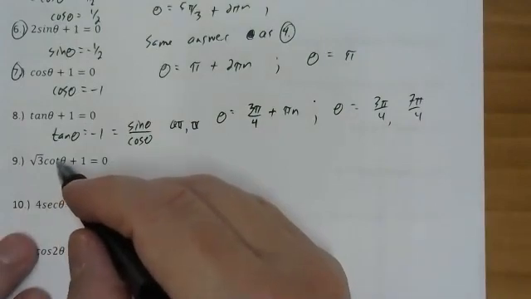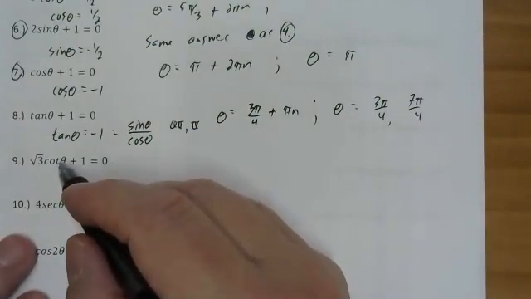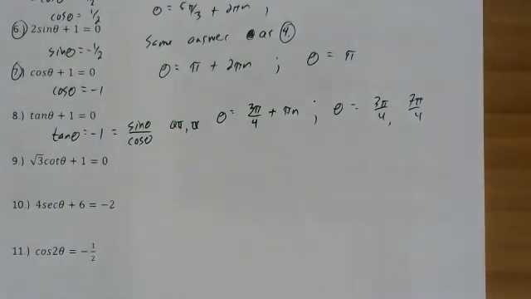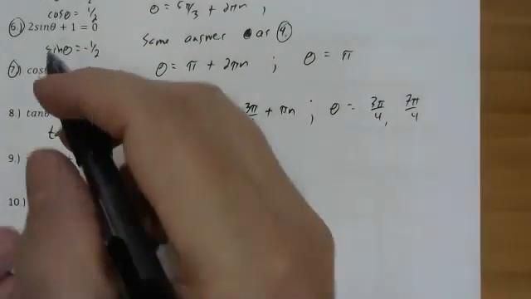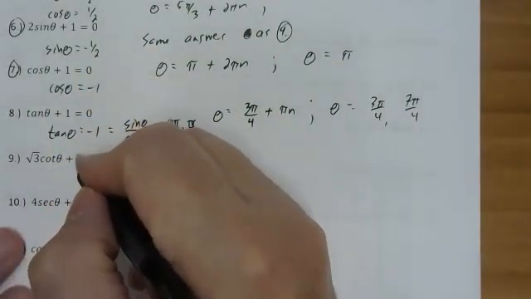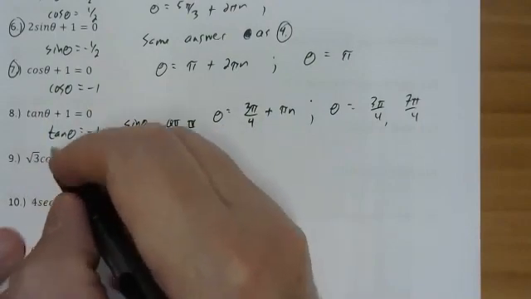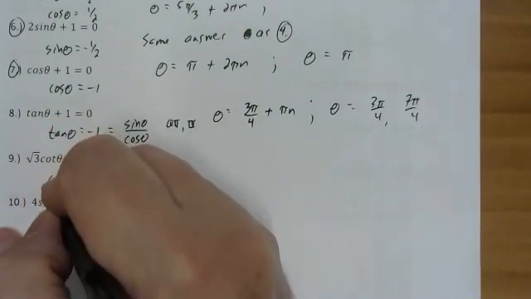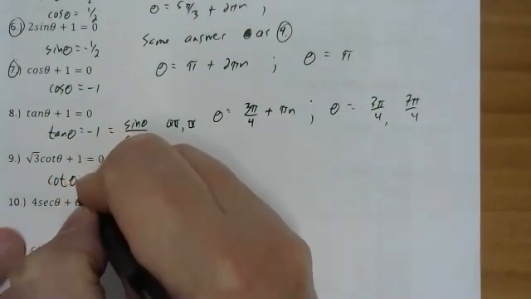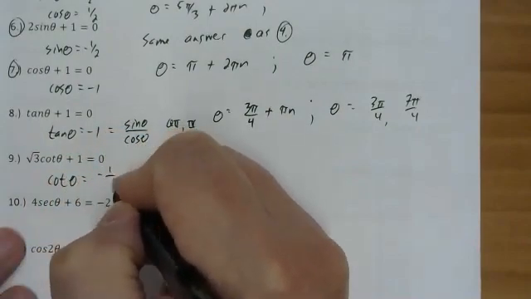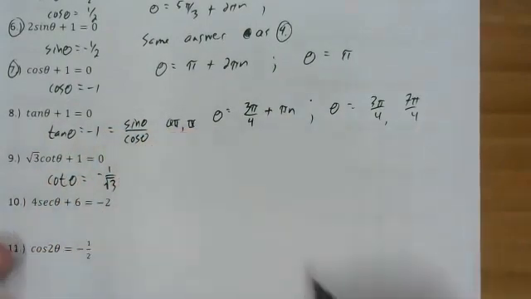Here we go, cotangent. Let's solve for cotangent first, and then once I solve for cotangent, I'm going to switch it to tangent. Because remember, I like to do all my problems in sine, cosine, and tangent. I don't want to mess with the cotangent. So I'll subtract 1 from both sides and then divide both sides by square root of 3. So you end up with -1 over square root of 3.